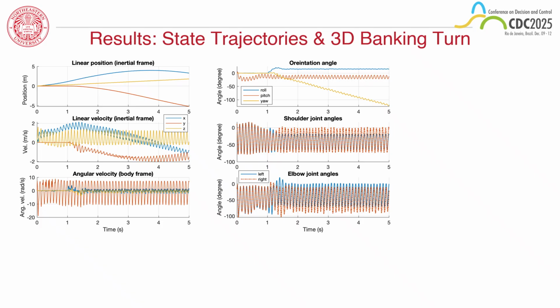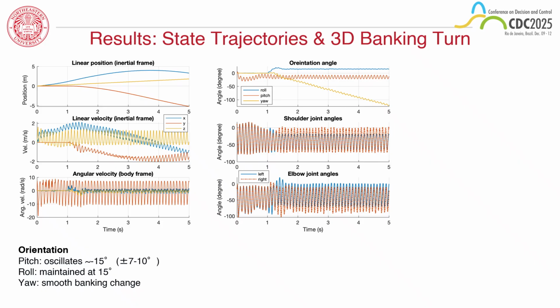In the middle column, we show the orientation angles and joint kinematics. The pitch angle shown in orange oscillates around negative 15 degrees with an amplitude of about 7 to 10 degrees due to the flapping motion. The roll angle in blue is maintained precisely at 15 degrees after the first second, which enables the banking maneuver, and the yaw angle shows a smooth continuous change as the robot turns. The shoulder and elbow joint angles show the periodic flapping pattern with the left and right wings moving in coordination.